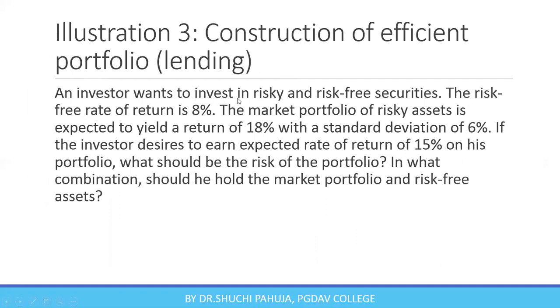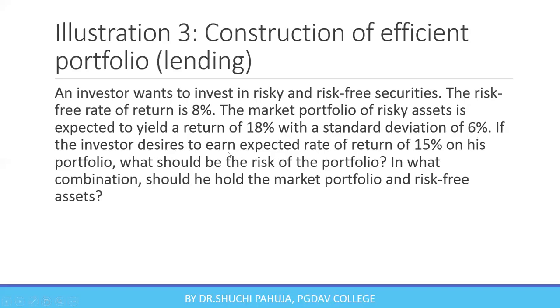An investor wants to invest in risky and risk-free securities. The risk-free rate of return, that means IRF, is 8%. The market portfolio of risky assets is expected to yield a return of 18%. RM is 18% with a standard deviation of 6%. That means the standard deviation of the market portfolio is 6%.